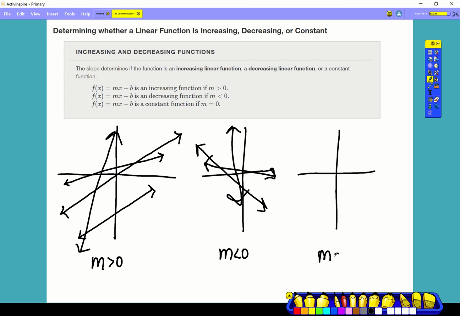And when m equals 0, we just get the constant function y equals b. Because notice from here in this gray box, when f of x equals 0 times x plus b, you're going to get just b, because this cancels out. So no matter what x is, you're going to get b.